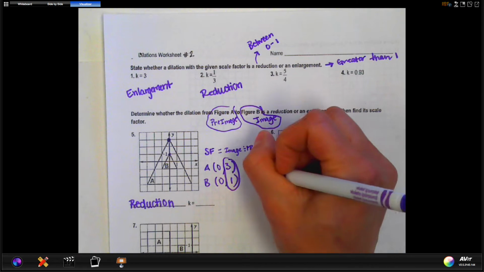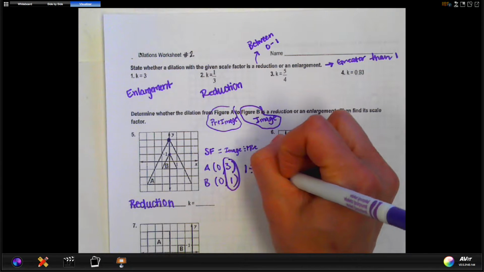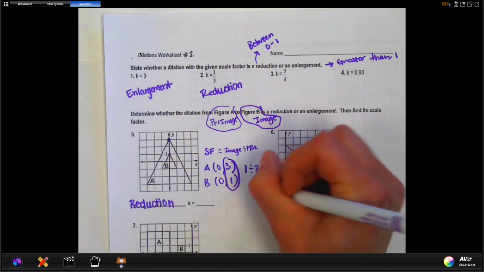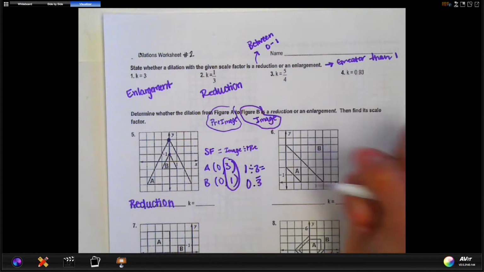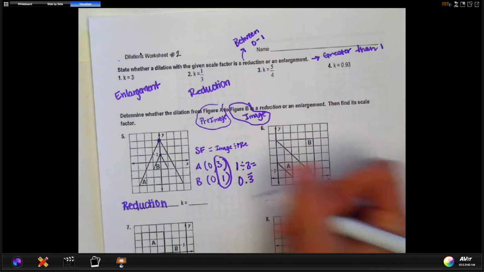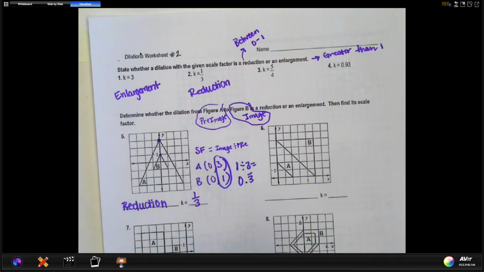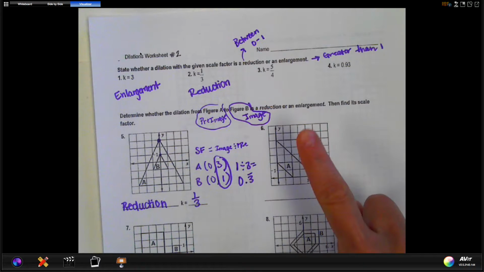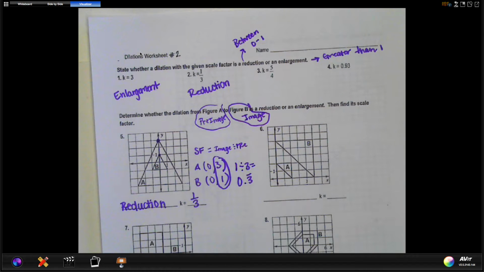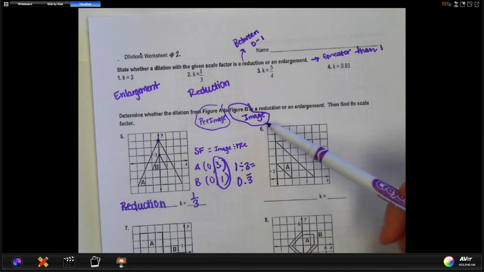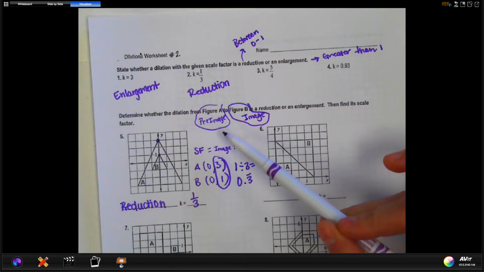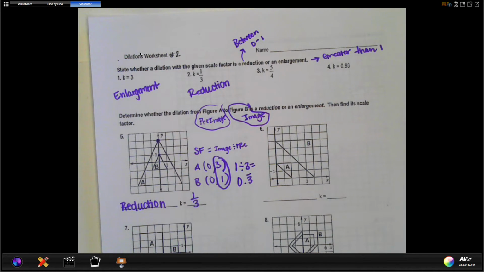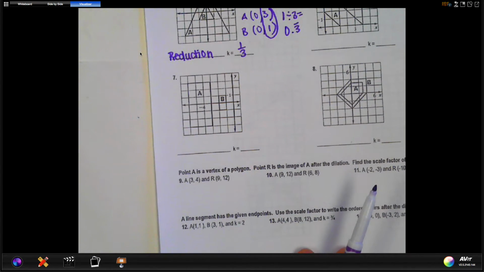So we're going to say 1 divided by 3 equals, and it should give you a decimal of 0.3 repeating, or you can leave it as the fraction 1/3. That's going to be our scale factor, okay? That's how you do 6, 7, and 8. You just have to identify the coordinates, and then divide our image, B, by our pre-image, A. All right?